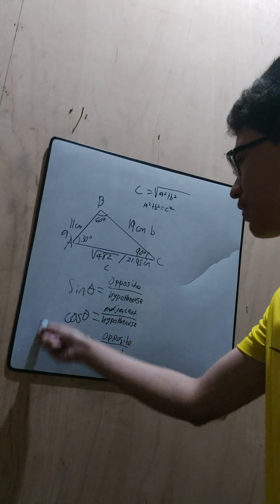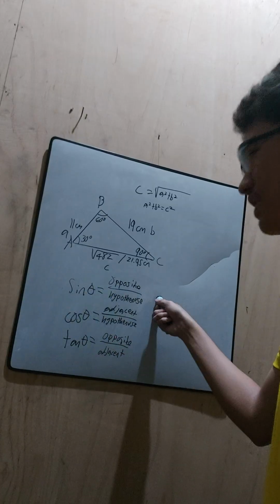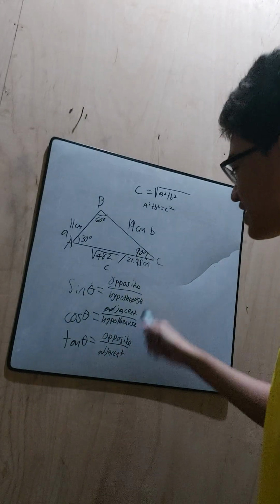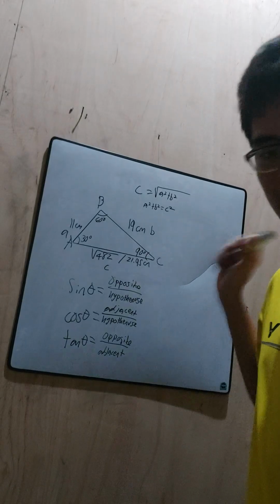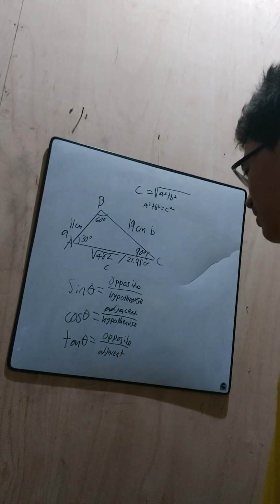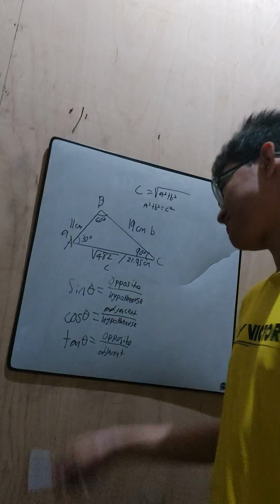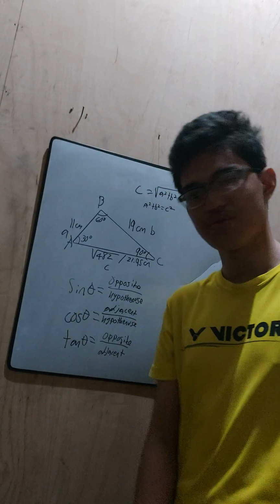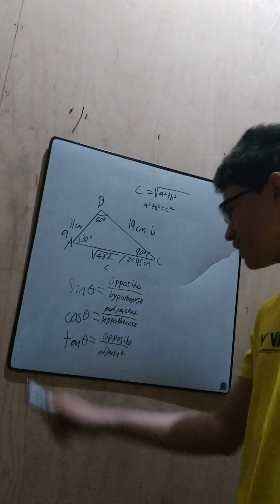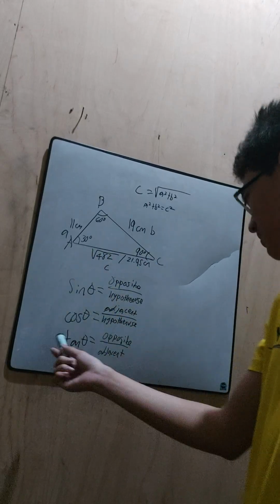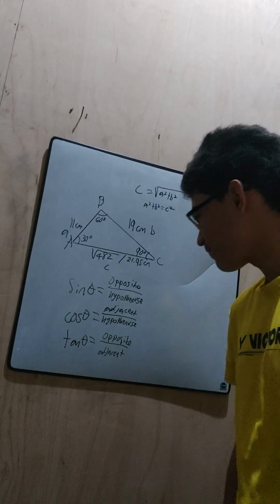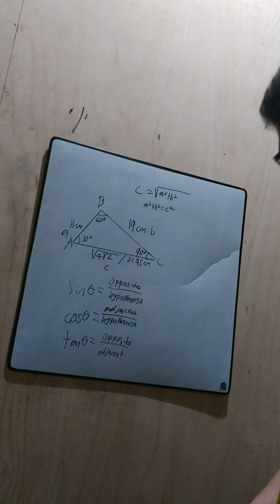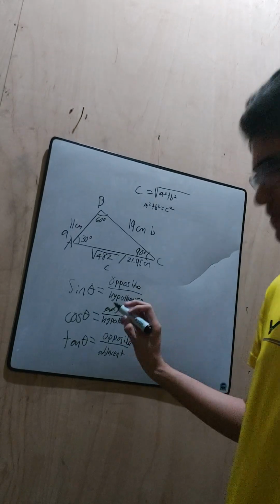Now I will show you that all of this will produce the same angle when we inverse it by itself. Like inverse sine, inverse cosine, inverse tangent. This will produce the same angle. Alright? Okay. Now, watch this.